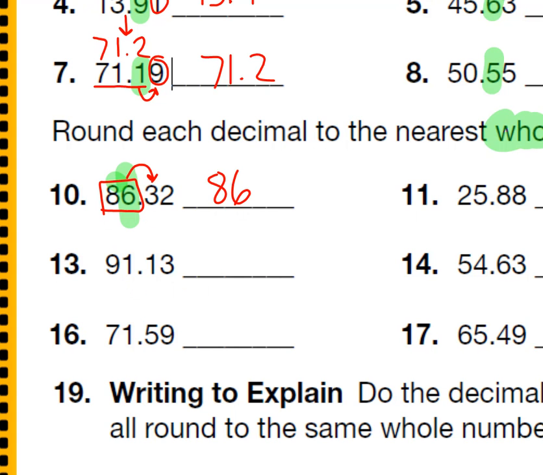Number 13, we mark the space. Remember, we're rounding to the nearest whole number. We look to the right. 4 or less, we'll stay and rest. 5 and more moves up a floor. Since it's 4 or less, we stay and rest at 91.